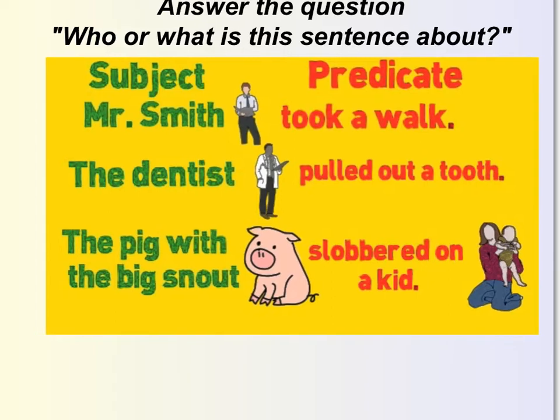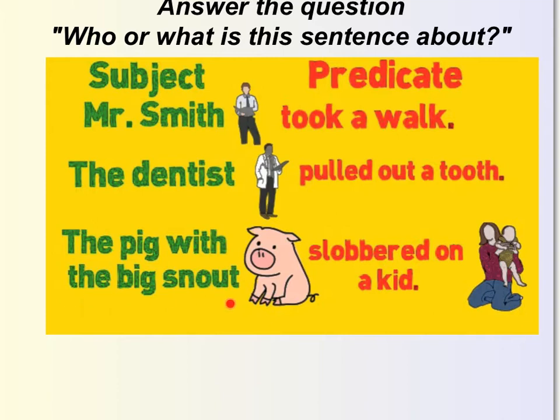So here you can see some examples. On the green side, these are the subjects. On the red side, these are the predicates. So in each case, you can see Mr. Smith, what did he do? He took a walk. But this is the subject. The sentence is about Mr. Smith. The dentist pulled out a tooth. The dentist is the one who's doing something.